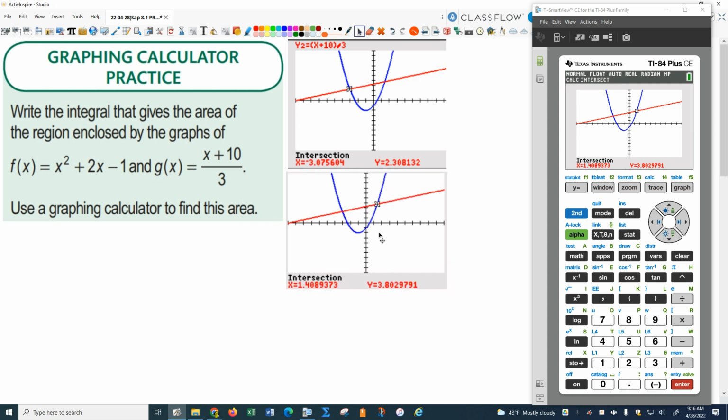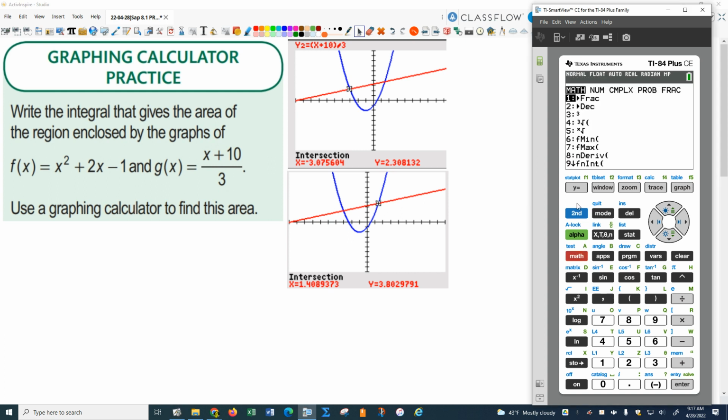Okay, now that I've got those, I guess I wrote those down. You would write those down. Now, how am I going to find the area between those curves using technology? What would I do next? You can, yeah. So we'd go math. I'm going to go number 9, which is finite integral.